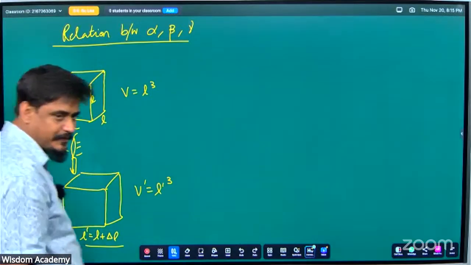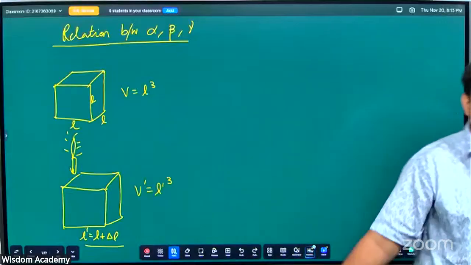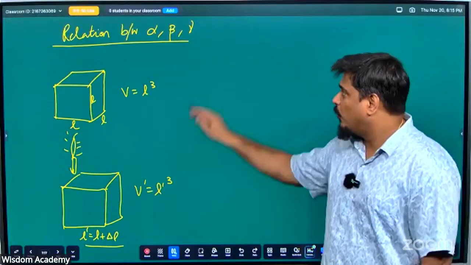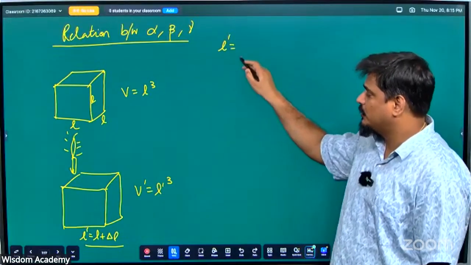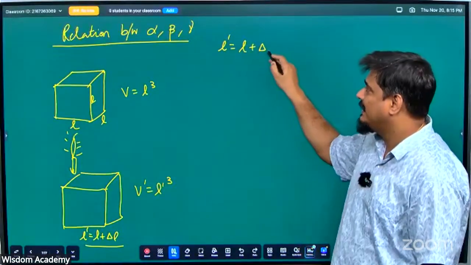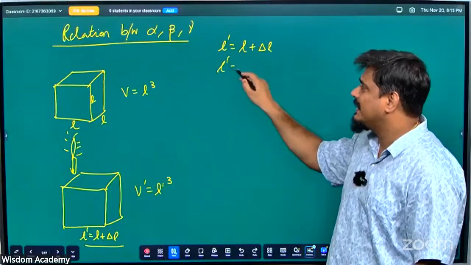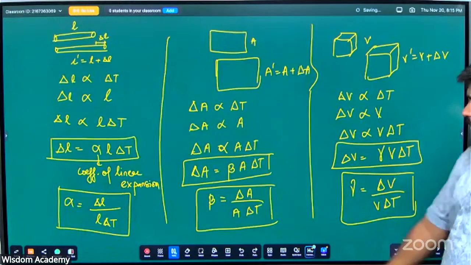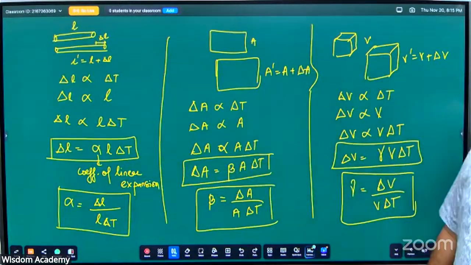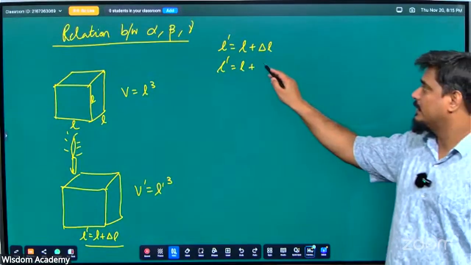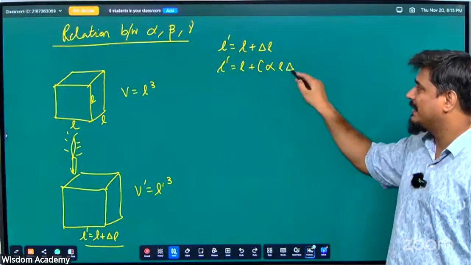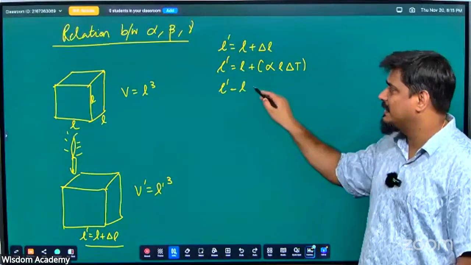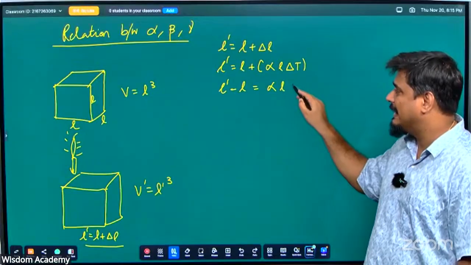We know it very well. So we have got a new volume, L dash cube, and the original volume was L cube. What is L dash, by the way? L dash is equal to L plus delta L. Now, what is delta L? You know the formula. In the previous page, we have the delta L formula as alpha L delta T, isn't it? So I'm writing from there, delta L as alpha L delta T. Rearranging, I'm getting L dash minus L is equal to alpha L delta T.